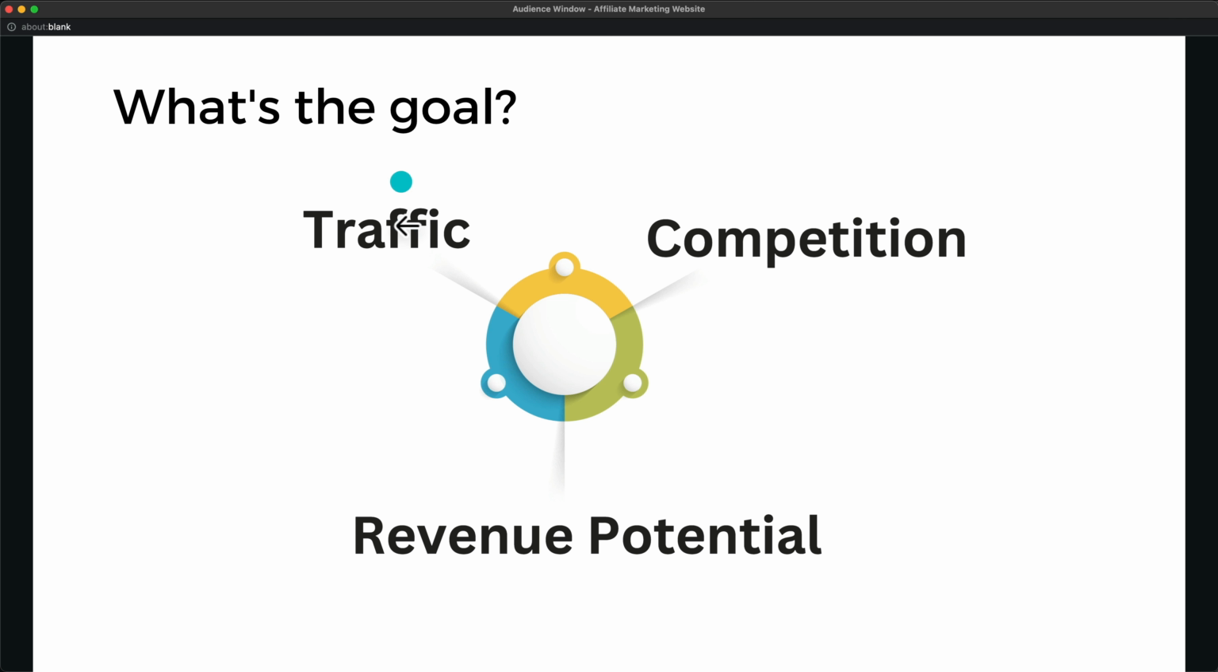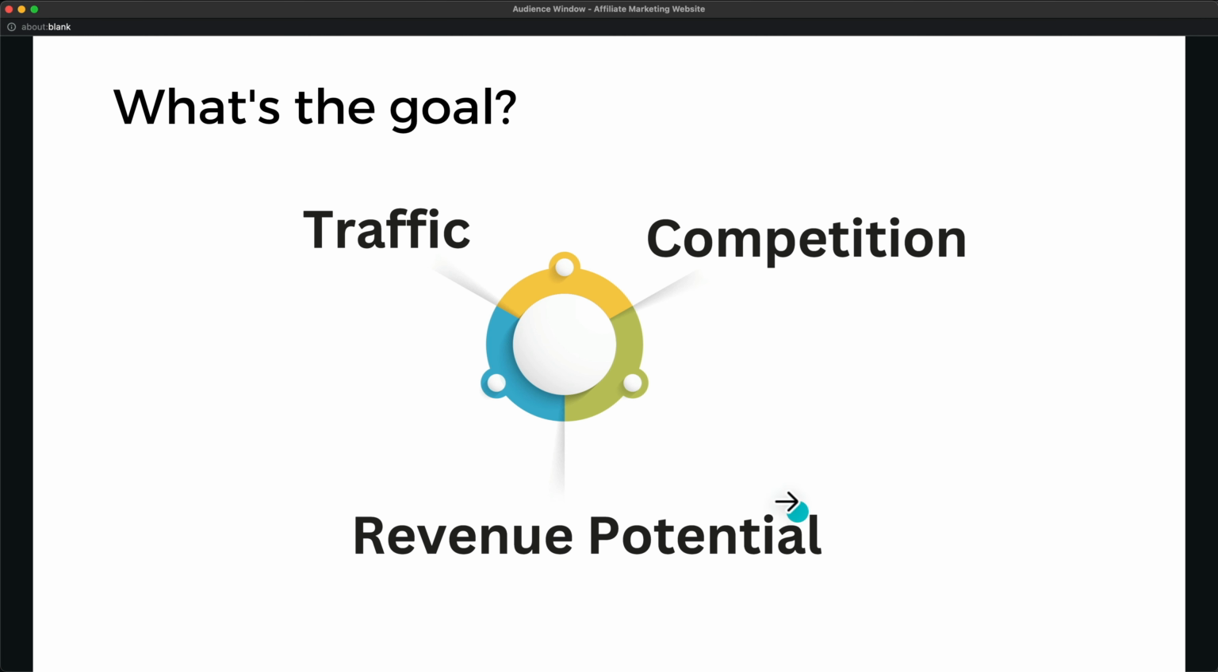So again, these are the 3 things we want to keep in mind when deciding what content we want to create. The search term we want to create our content for needs to have some traffic volume, meaning people are searching for that specific term. Then we want to look at competition. If there are too many high authority sites that already rank for that term that we can't compete against, then it doesn't make sense for us to create content about that term.